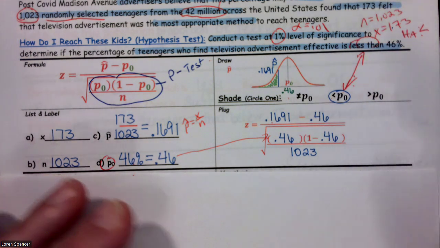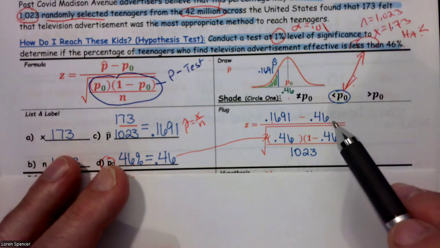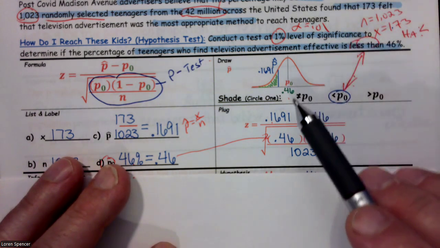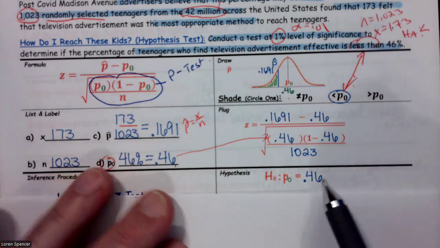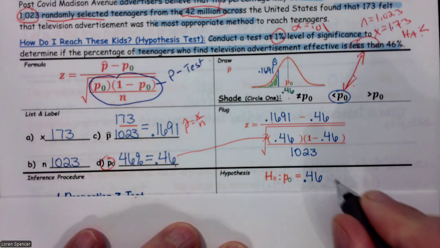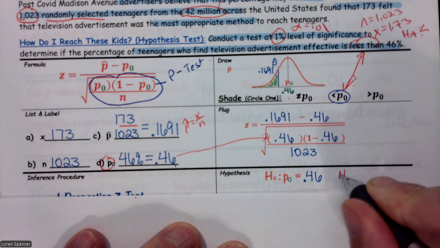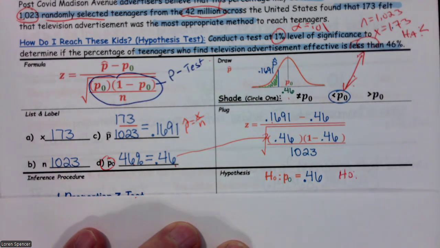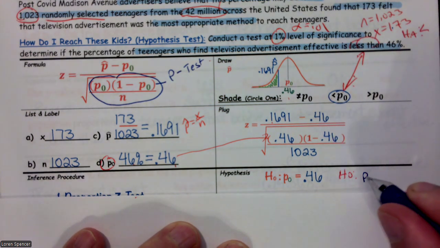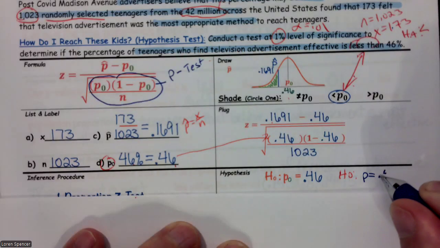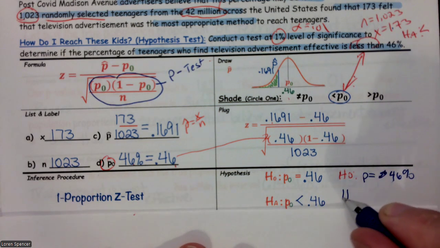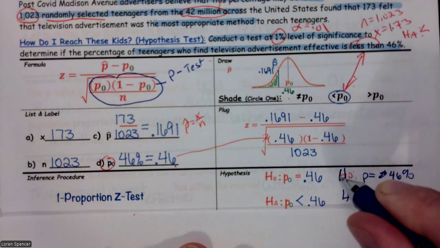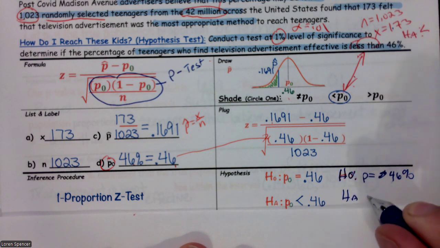All right, our null hypothesis is the original claim. The original claim is 46%. It's always equal, so it equals 0.46. Or if you preferred, you could have said H0, and you could have said p equals 46% if you prefer. And the alternative, either one of these is perfectly correct in my mind.